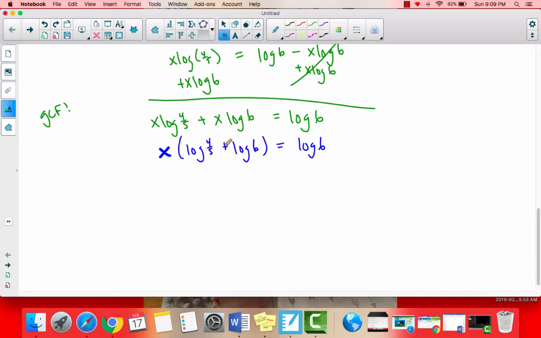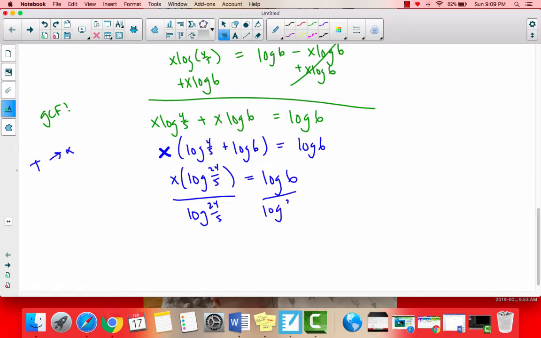And remember, if we see addition in logs, that's the same thing as multiplication. So what I'd have here is x times the log of 24/5 equals the log of 6. And now to get x by itself, all I have to do is divide by the log of 24/5 on both sides. And then you could go, of course, to your calculator and you would type that in. And I believe you get something around 1.14, but you want to double check. Make sure you also close the parentheses after the 6 and then divide by the log of 24/5. That's it for this problem.